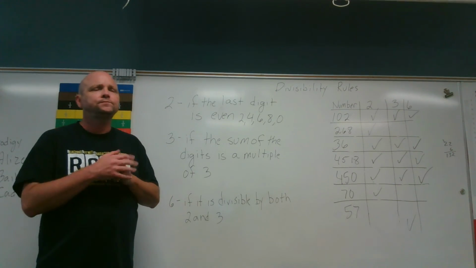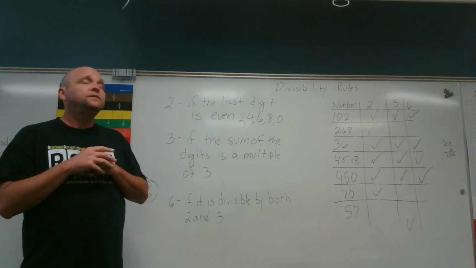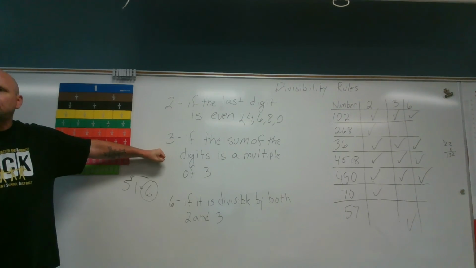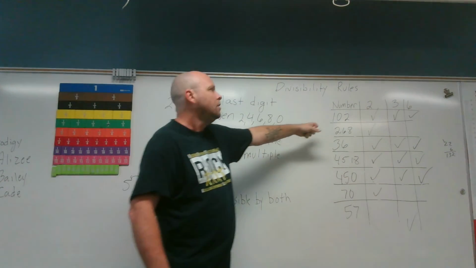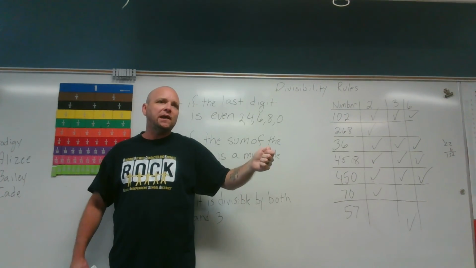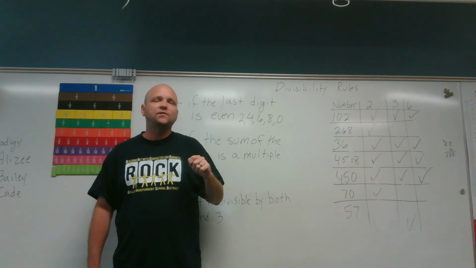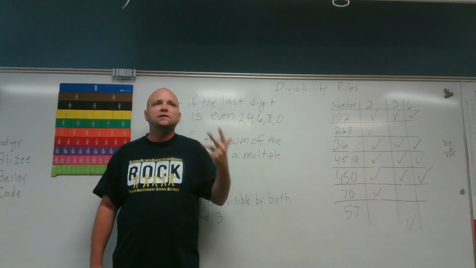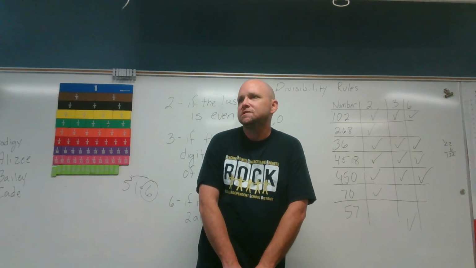Jonas? 9. No, the rule for 9, and if you have it in your journal, is very similar to the rule for 3. If you add all the digits together, 1 plus 0 plus 2, if they are a multiple of 9, then it's divisible by 9. So 1 plus 0 plus 2 is 3. It's not a multiple of 9. The multiples of 9 are 9, 18, 27, 36, 45, and you just keep counting by 9. And what other questions might we have?